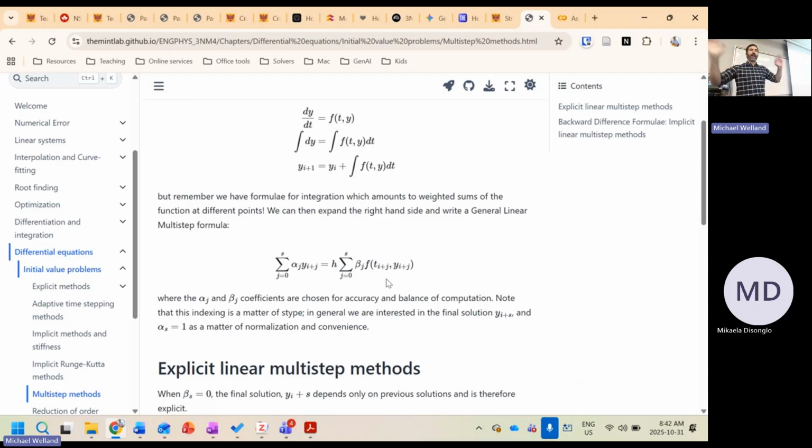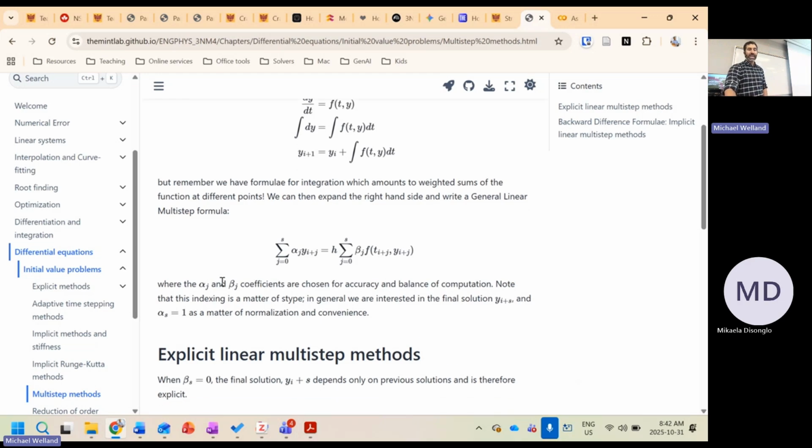And these are kind of matching up with the same steps. A, J, so these sets of constants are chosen for accuracy and the balance of computation. Because with implicit Runge-Kutta, you had this basically multiplying by a factor of 4. Whatever your solution expense was, you had to do that 4 times for a single time step, which is why it wasn't worth it.